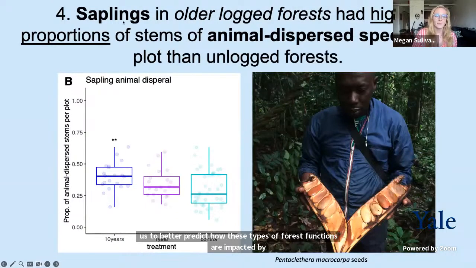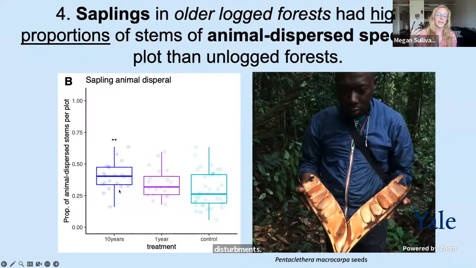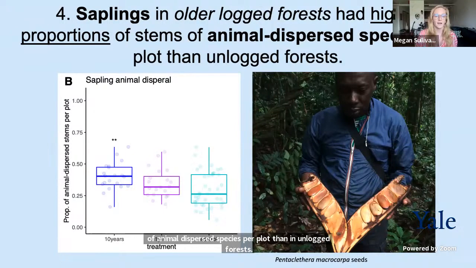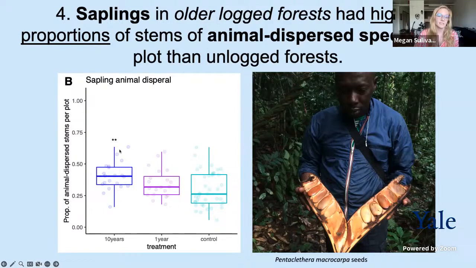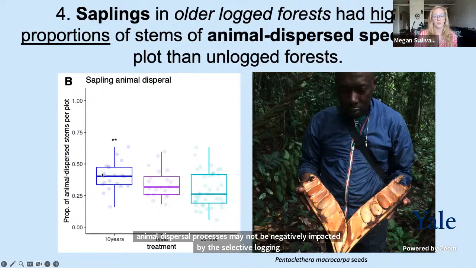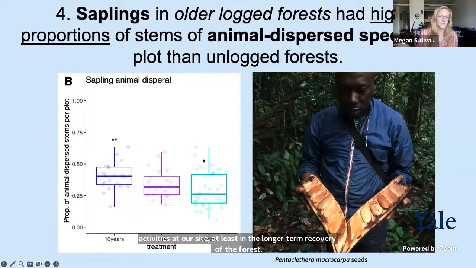Next, we found that saplings in older logged forests, so again, this blue box here, had higher proportions of stems of animal-dispersed species per plot than in unlogged forests. And what this suggested to us is that animal-dispersed species do not have a competitive disadvantage, and that animal dispersal processes may not be negatively impacted by the selective logging activities at our site, at least in the longer term recovery of the forest. And additionally, what this means is that the potential food availability for animals in the future of forest does not appear to be negatively impacted.